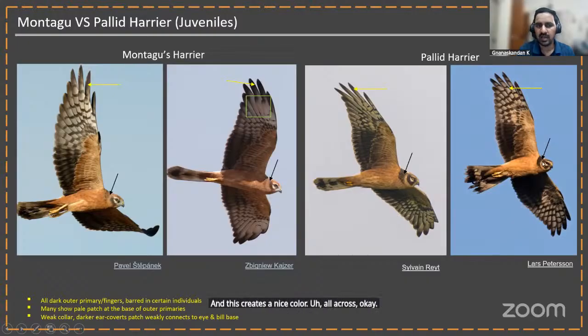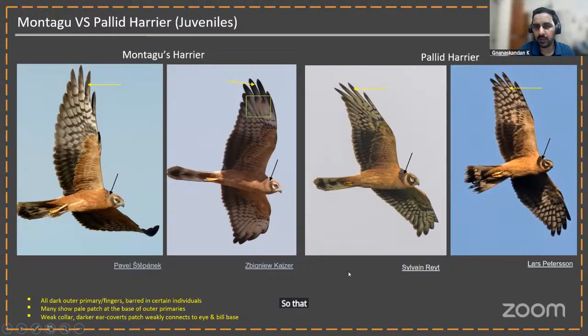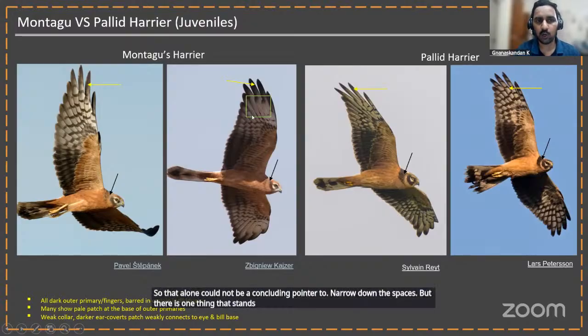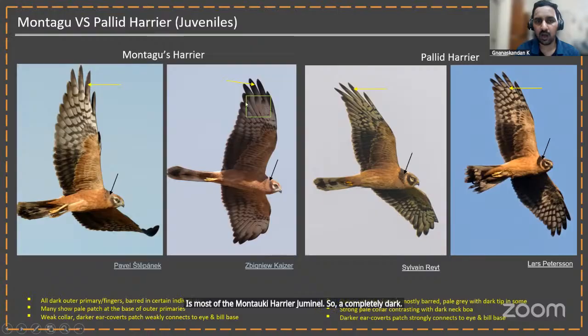Okay, to start with, there are certain ages of Montagu's harrier juveniles, when they mature over to the subadults, where some birds show a prominent collar. So that alone could not be a concluding pointer to narrow down the species. But there is one thing that stands out with respect to the Montagu's harrier juvenile: most of them show completely dark outer primaries, and also a nice white patch at the base of the outer primaries.